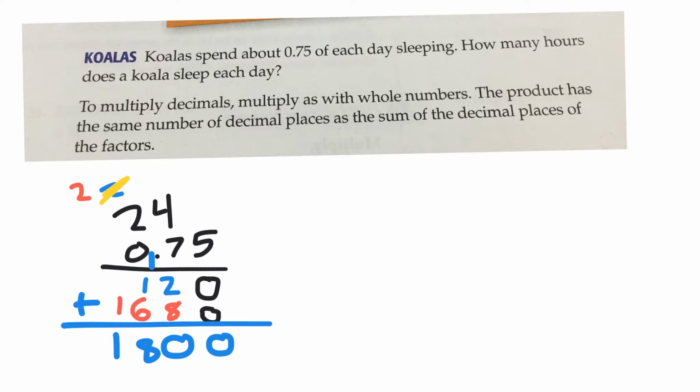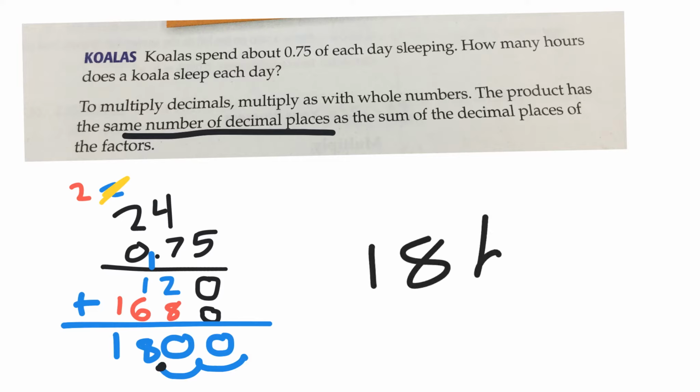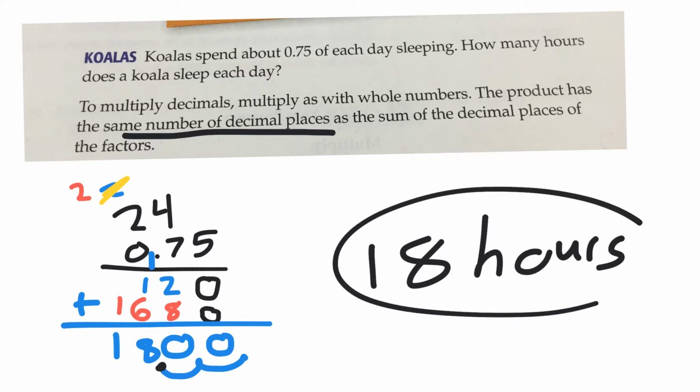No. So what has to happen? Remember, we have the same number of decimal places in our answer as in the numbers being multiplied. So how many decimals did I have in my multiplication? 24 has 0 decimals. 0.75 has 2 decimal places, which means my answer needs 2 decimal places. So I move the decimal 2 places, and that gives me 18.00, or 18 hours. So koalas sleep 18 out of the 24 hours in a day.